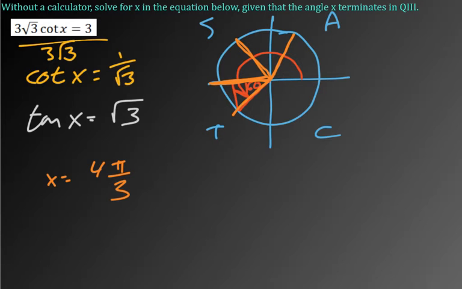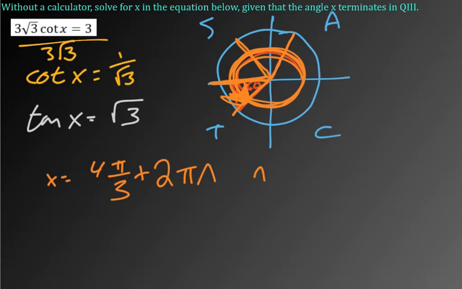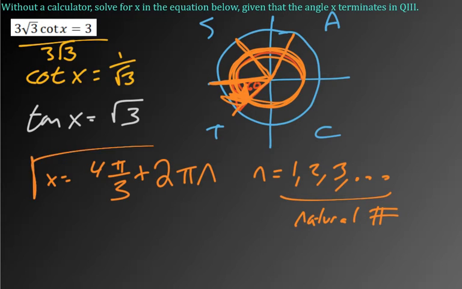And again, we can keep cycling, right? To get back to quadrant 3, we can go another 2 pi, or another 2 pi, or another 2 pi. So I'm going to add to that 2 pi n again. And you don't really have to write this every time, but I'm just doing it right now. But n is just one of these. It's actually just what we call a natural number. It's one of the number sets. That'd be it. So that would be the answer in radians.